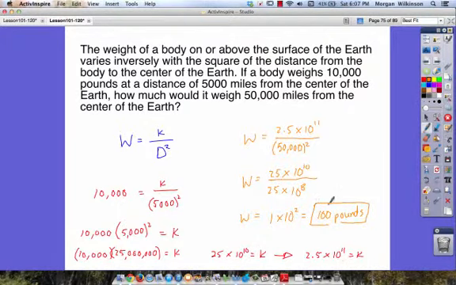Key here is when we take that inverse variation, we have division, and then we remember on this part that we need to square it.